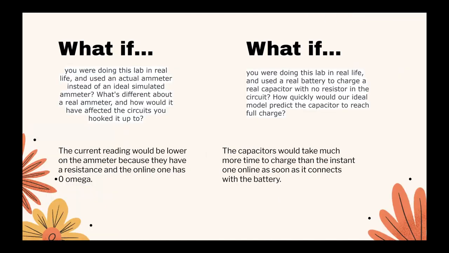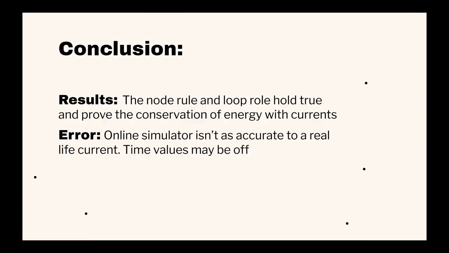So, the what if questions. What if you were doing this lab in real life and used an actual ammeter instead of an ideal one? The current reading would be lower on the ammeter because it has an actual resistance. However, the online one didn't, it just said it was 0. And if you were using a real battery with no resistor in the circuit, the capacitor would take much more time to charge than the instant one online when you connect it with the battery.